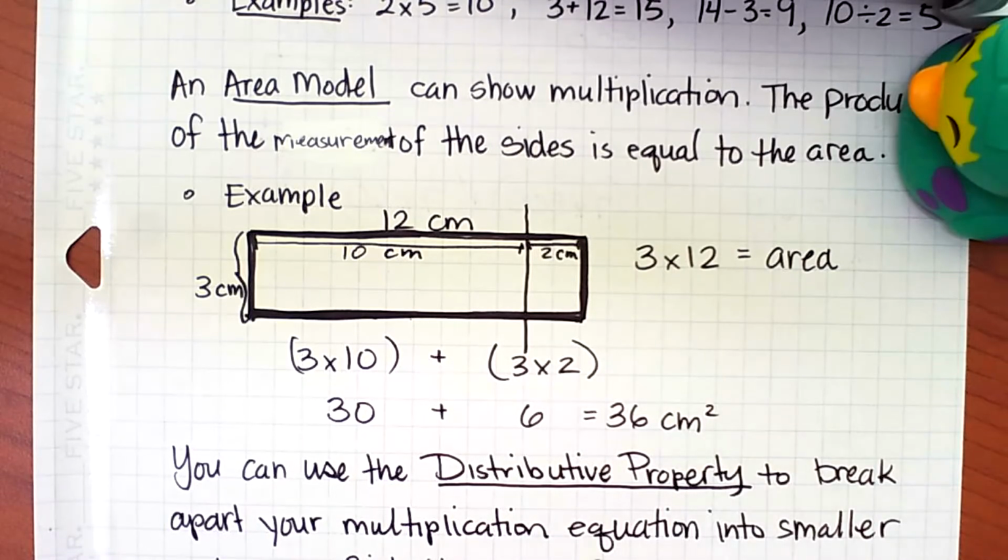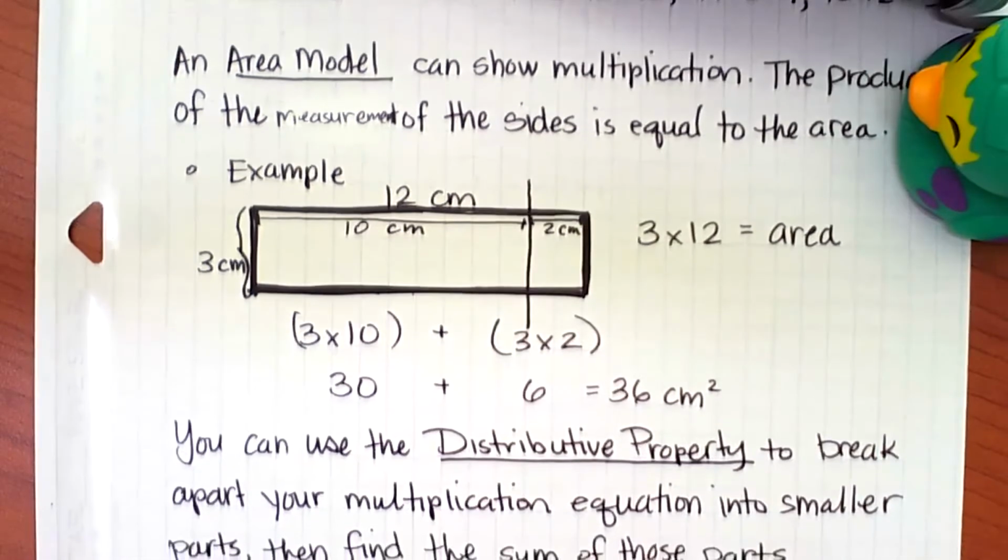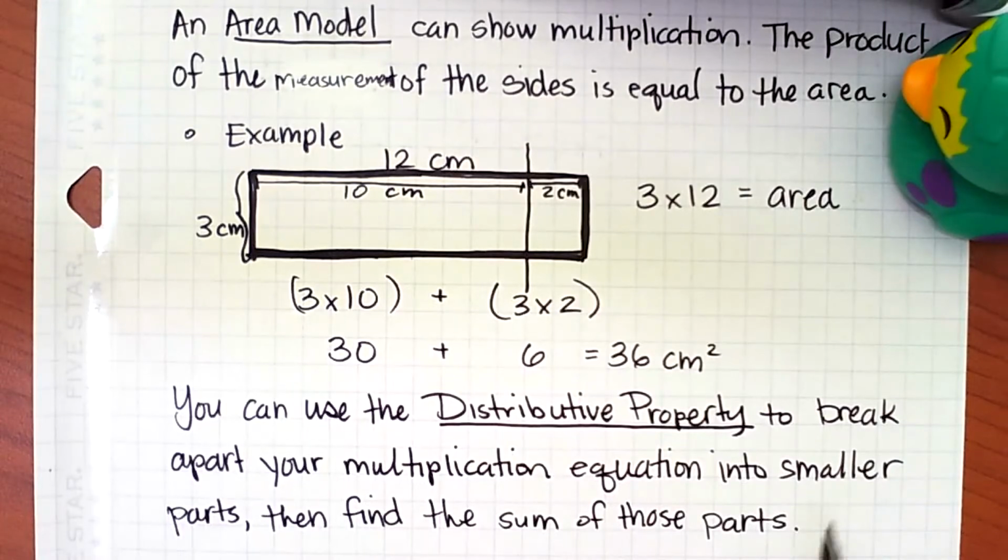If we're measuring in feet, your answer has to have feet on it. If you're measuring in inches and so on. Now, you can use a distributive property to break apart your multiplication equation into smaller parts that are easier most of the time, and then find the sum of those parts.